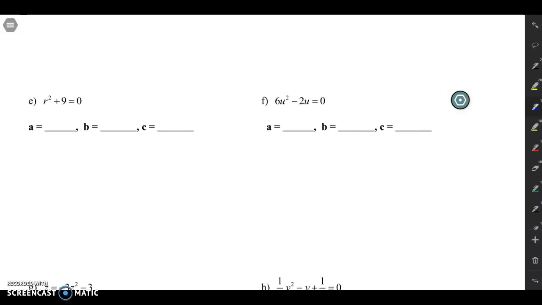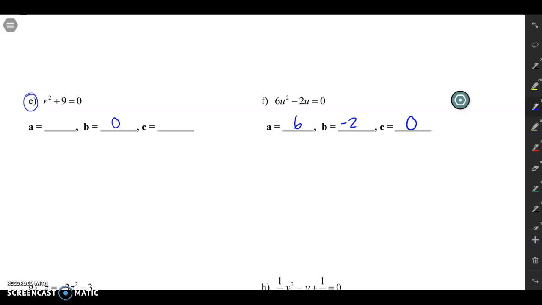Okay. F looks different because we don't have a C value. So let's go ahead and see what that would look like. So I have A is 6, B is -2, and C is 0. So it is possible for either your B or your C to be 0. Like if you look back at the example E, since there's no values that just have an x, the B would be 0. Okay, so just know that is an option.